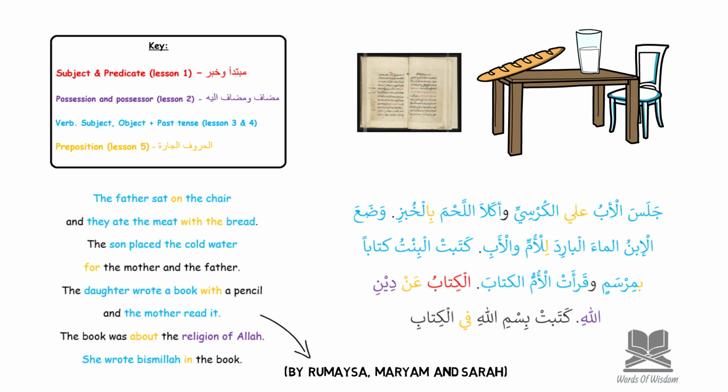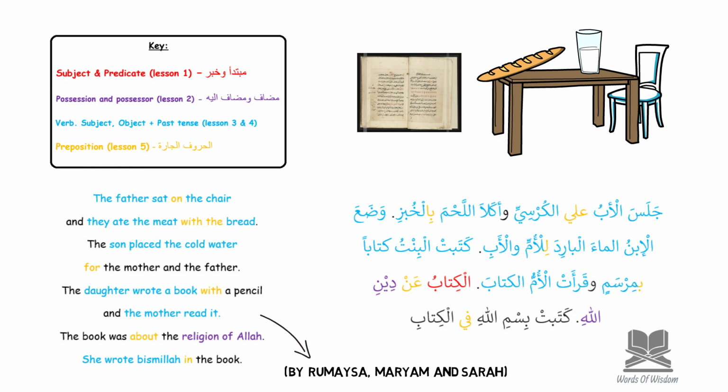The son placed the cold water. Now the son is doing an action. وَضَعَ الْإِبْنُ. What did he put down? الْمَاءَ. And it's cold as well. الْمَاءَ الْبَارِدَ. Who did it put it for? For the mother and the father. لِلْأُمِّ وَالْأَبِ. For the mother and the father.